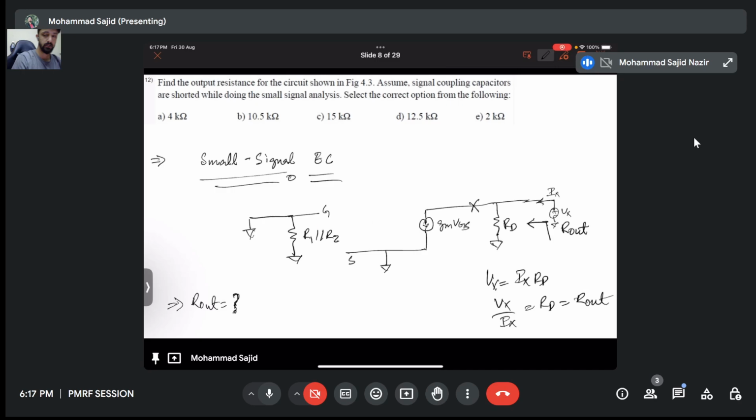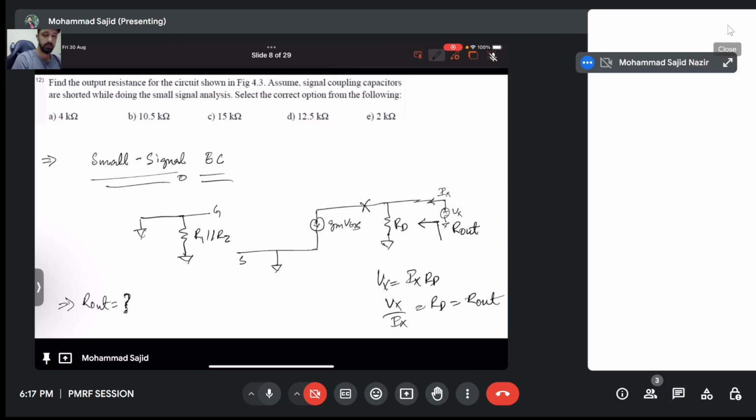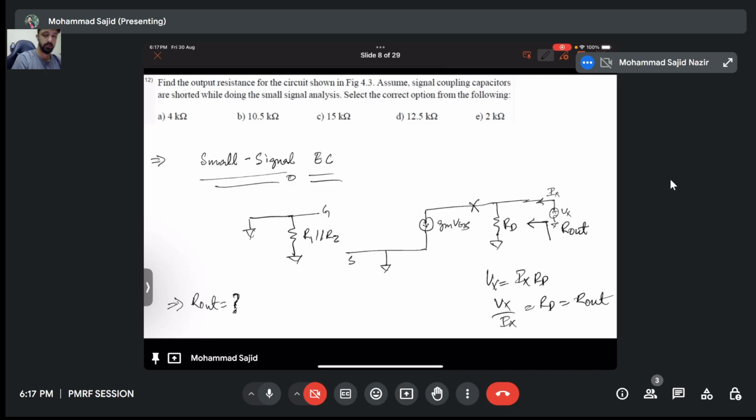Now, can you tell me what will be the input resistance? Similarly, you can find the input resistance. You can give me the answer. Exactly, right? Now you need to attach a source here. It will simply flow through the R1 parallel R2. So input resistance is R1 parallel R2. Correct. Absolutely.